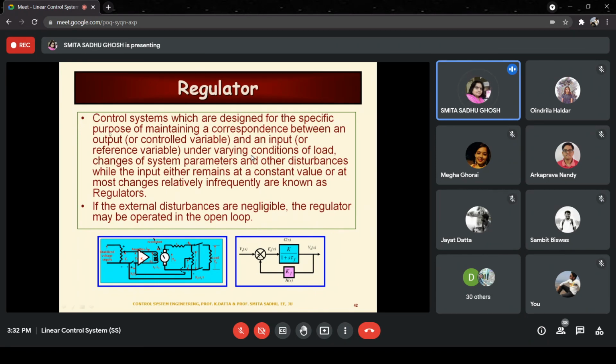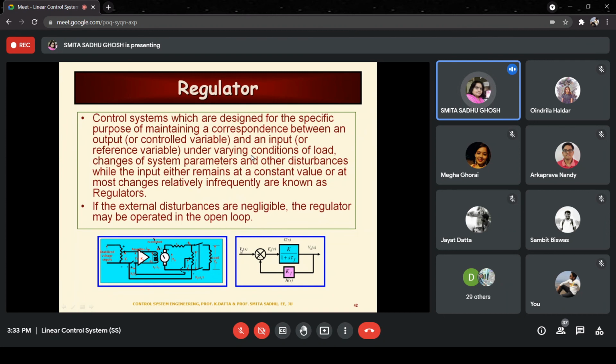Okay, so let us see what is written over there. Control systems which are designed for the specific purpose of maintaining a correspondence between an output or control variable and an input or reference variable under varying conditions of load, changes of system parameters, and other disturbances, while the input either remains at a constant value or at most changes relatively infrequently, are known as regulators.